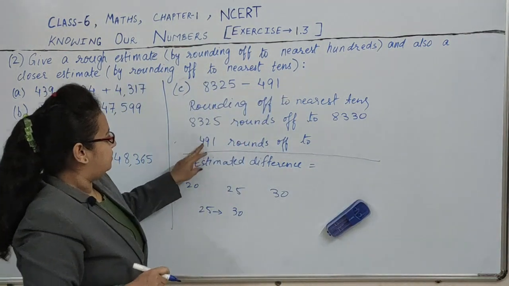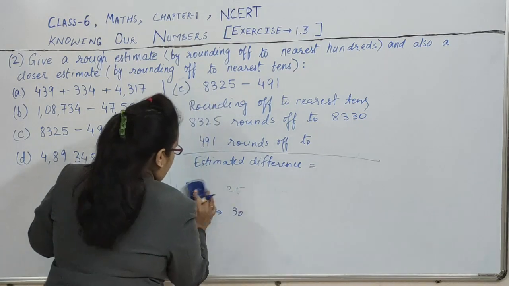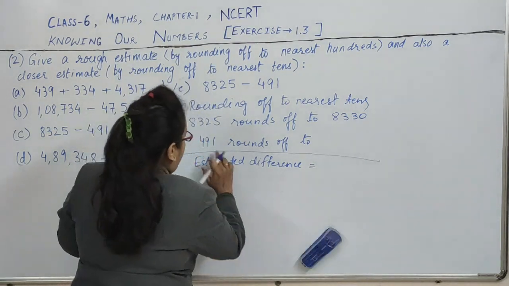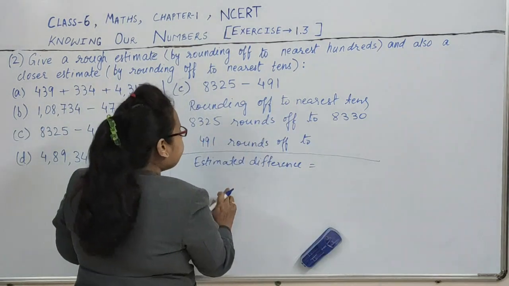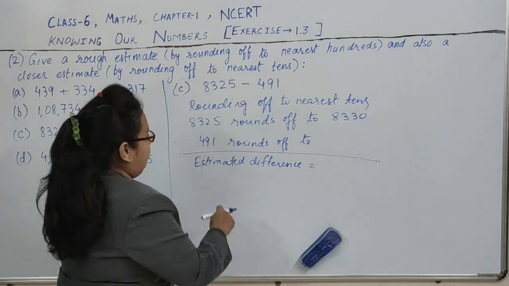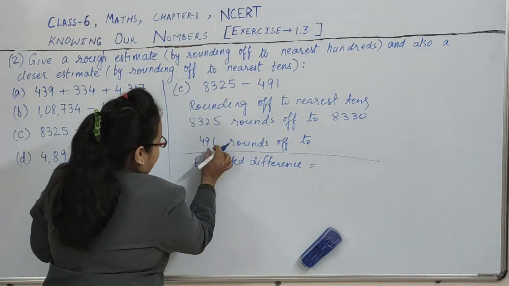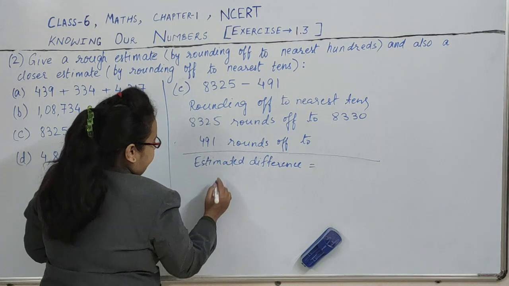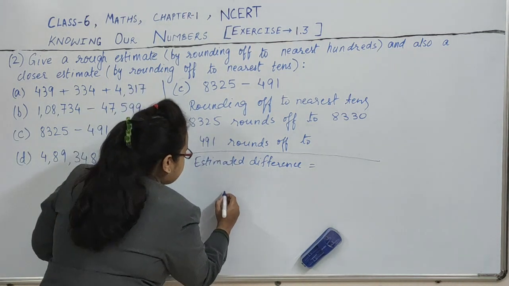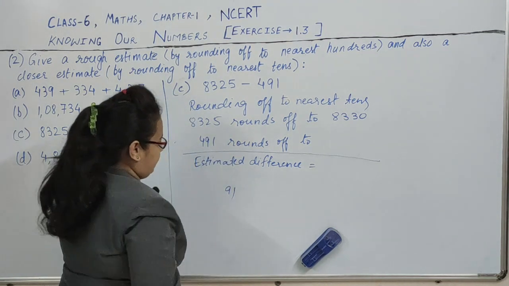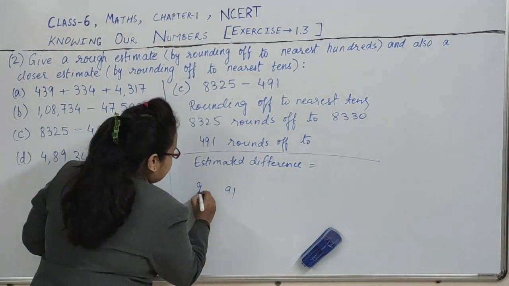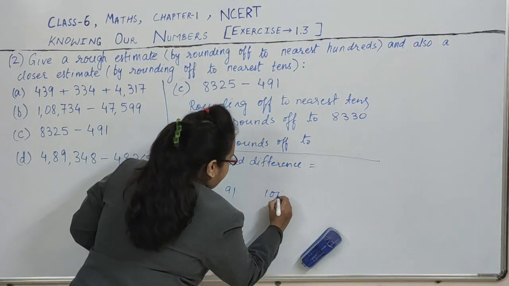Okay, and this number 491. We have to round it off to the nearest tens. Then what will we do? We will take these two digits, up to the tens place. The number becomes 91. This 91 lies between 90 and 100.